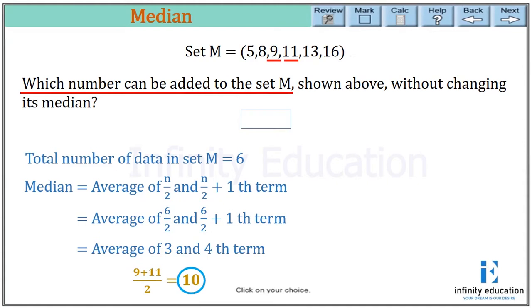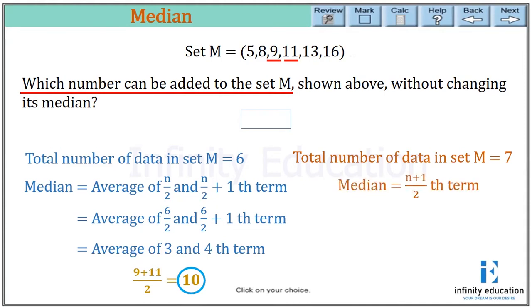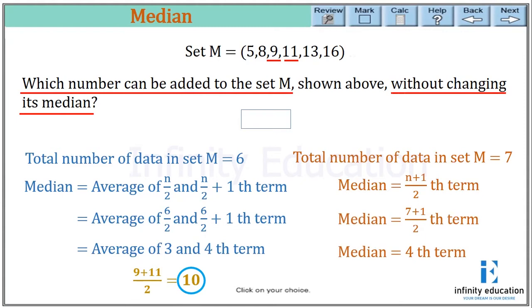Which number can be added to set M? If I add one more number, the total number in set M will be 7. If the total number is 7, the median should be the (n plus 1) by 2th term, that is (7 plus 1) by 2, the 4th term. Now there is one more catch here: without changing its median.